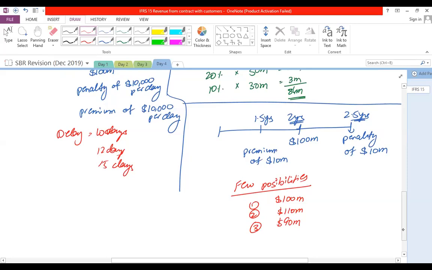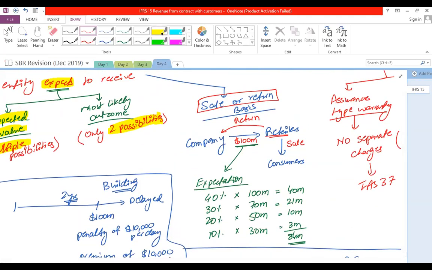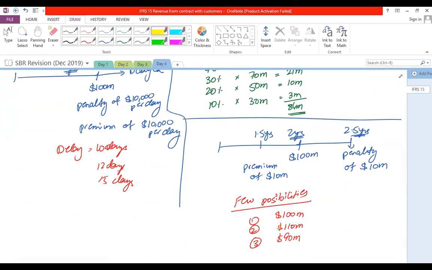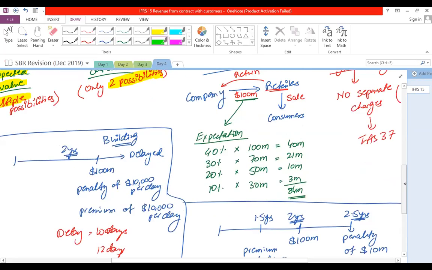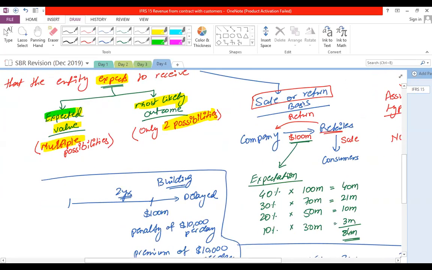So in this case, we can go towards the most likely outcome. If it's most likely that we will complete the task early, we are going to say that the transaction price is 110, because it's most likely that we will complete within 1.5 years. And if it's most likely that we will get the project delayed, then we are going to say the transaction price should be 90. And if we do not have any most likely outcome, then we have to move towards the expected value.